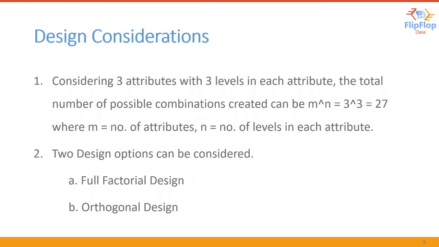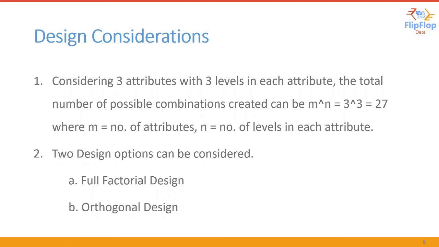Now coming to the design considerations. Suppose we have three attributes with three levels in each attribute, the total number of possible combinations which can be created is 3 to the power of 3, which is 27. 3 is your attribute. Again, within each attribute, you have three levels. That is the reason for 3 to the power 3. So you get 27 combinations.